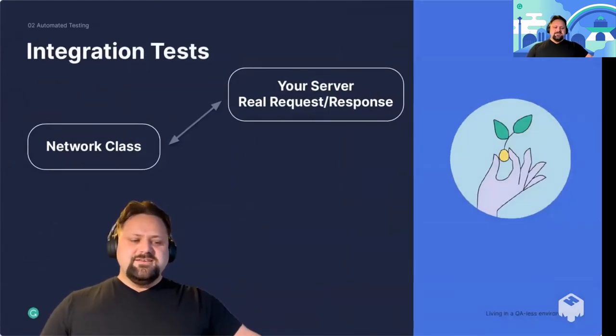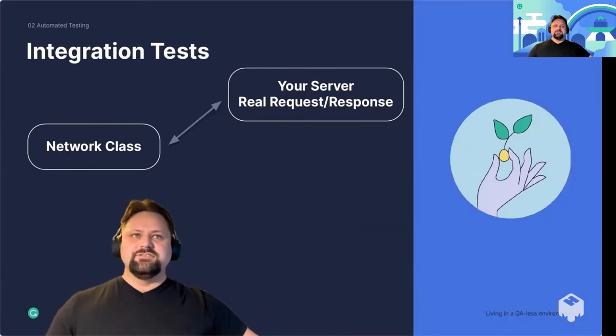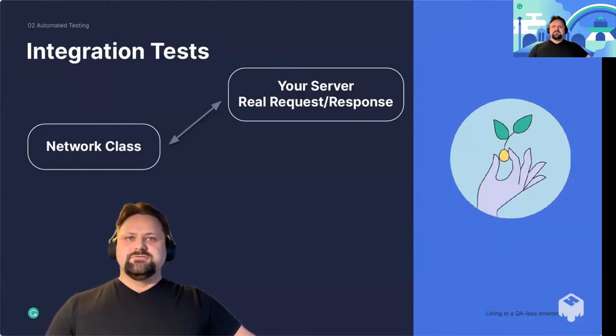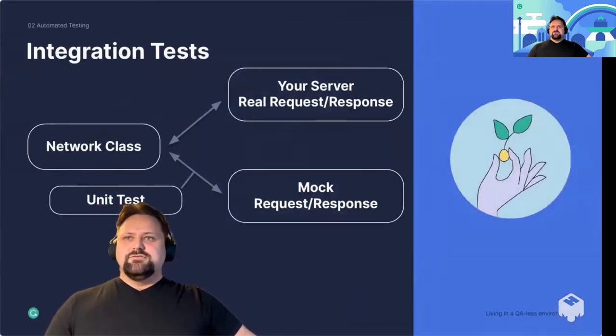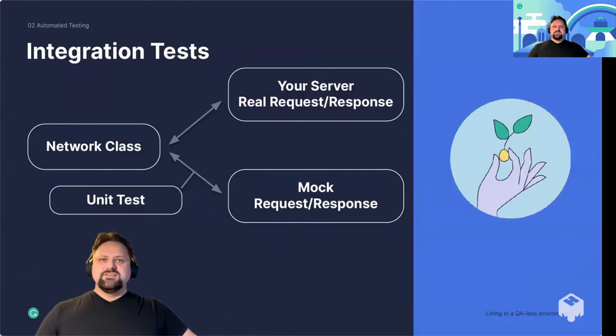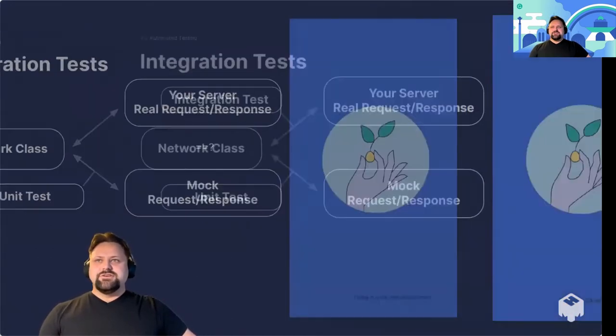For example, almost any application has some networking in place, right? And imagine we have some class which implements a network layer, and it's responsible for performing requests and responses for your server. When you cover it with unit tests, you need to add some mocks, and those mocks represent requests and responses, and your unit test covers that your network class works properly and in sync with those mocks. However, this does not guarantee that your mocks match the actual requests and responses your server implements. That's why if you want to get better coverage, you need to add some integration tests.